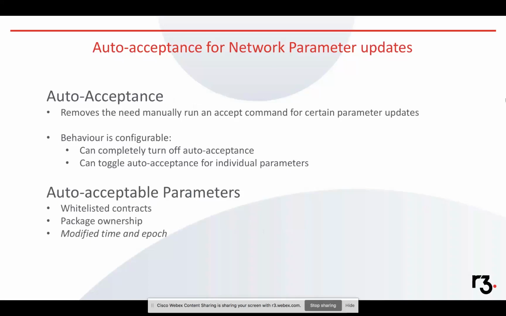The auto acceptance feature is a fairly small change. Basically it negates the need for a node operator to manually inspect them and run this accept command. So for certain changes, which you've got listed at the bottom there, for whitelisted contract implementations and package ownership changes, these will just automatically be accepted. So that step 2 is kind of removed from the update process.